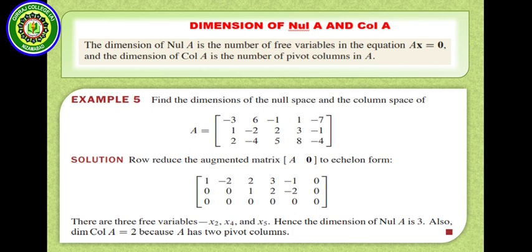So these two vectors give the dimension of column A. Non-pivot columns give the dimension of null A. Here there are three free variables: second, fourth, fifth. Second, fourth, fifth means the dimension of null A is 3. First and third columns are pivot columns, so the dimension of column A is 2 and the dimension of null A is 3.